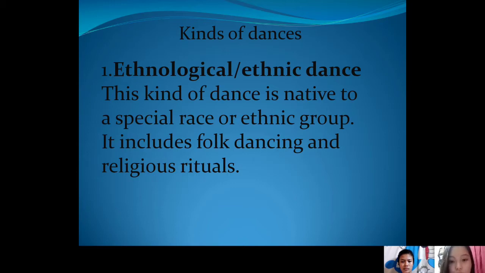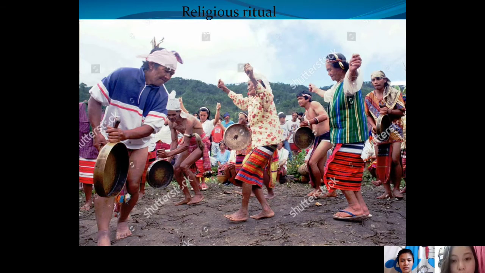Next, here are the kinds of dances. Ethnological or ethnic dance. This kind of dance is native to a special race or ethnic group. It includes folk dancing and religious rituals. Next. And here's the example of the religious rituals and folk dance.